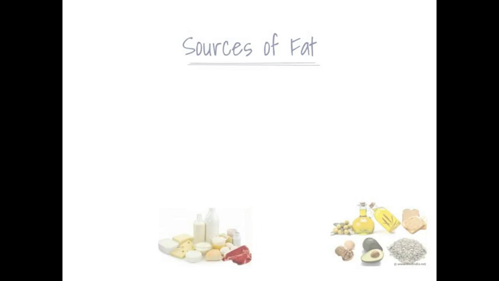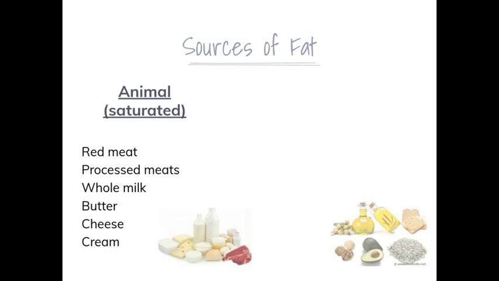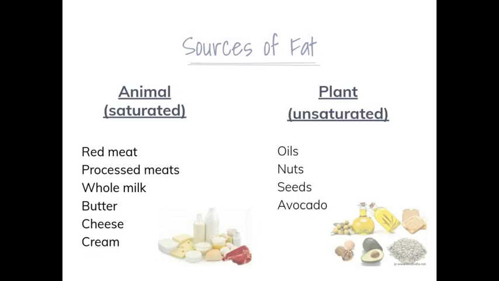Fats can be split again into two sections. We've got our animal sources and our plant sources. Animal sources are saturated fats, and these are often classed as the bad fats as they raise our LDL cholesterol. This cholesterol blocks the artery to the heart, which can be really dangerous, and we'll cover that again in more detail later.